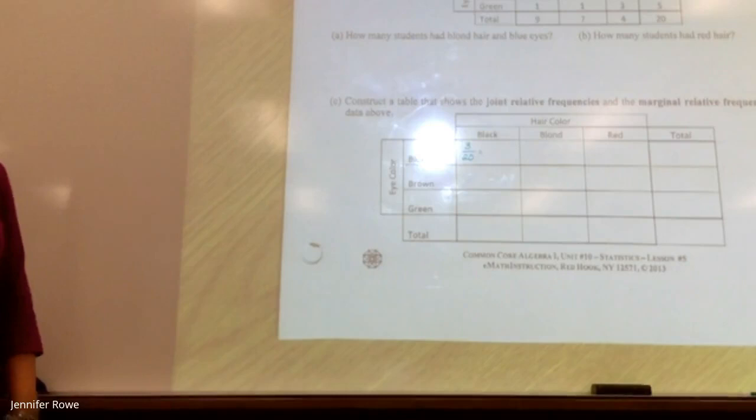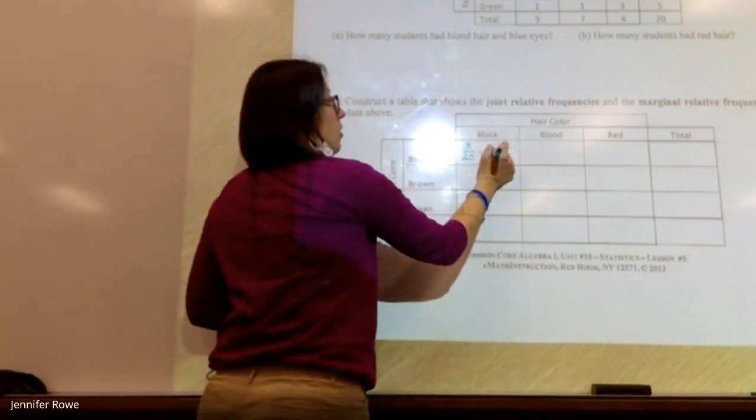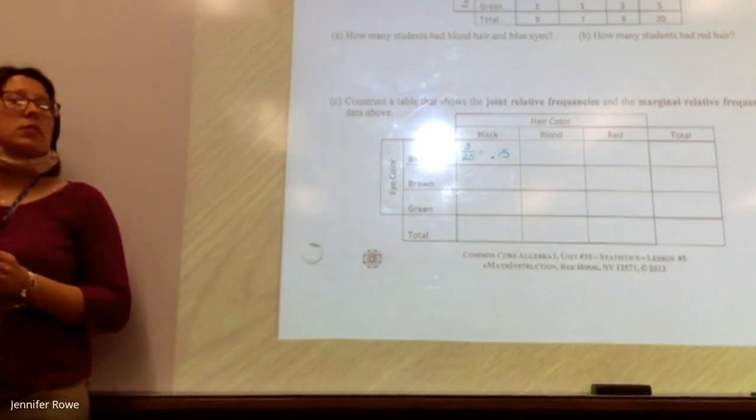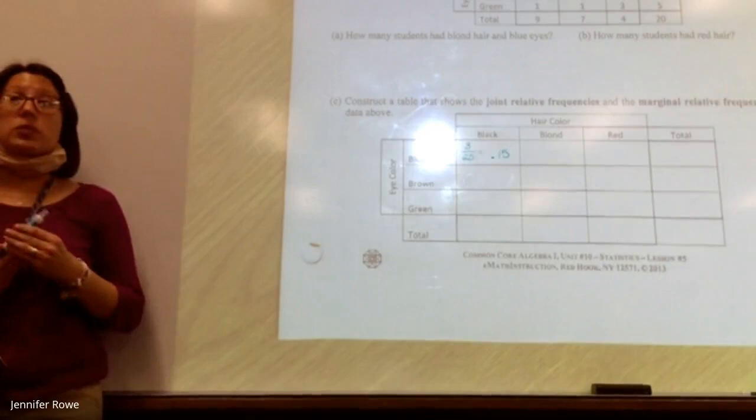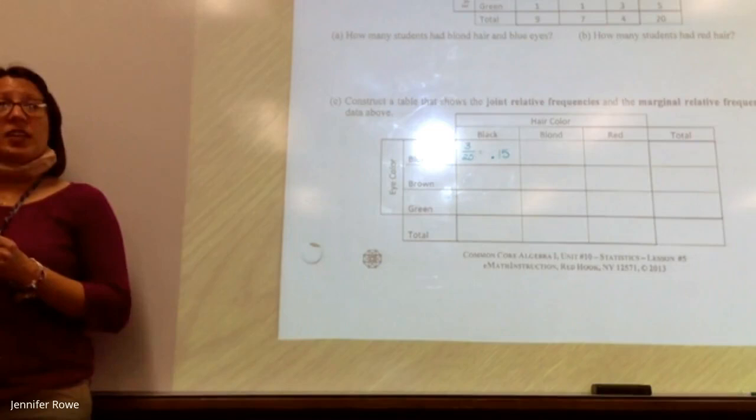What do we got? 0.15. Okay. So 0.15 is my joint relative frequency. Yes, Oliver. Isn't that just 15%? It is 15%. 15% of the kids had black hair and blue eyes.